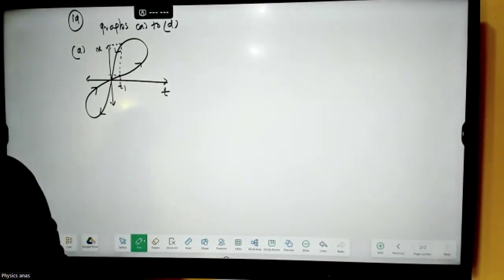After drawing that graph, we have to write a simple note for that. Have you drawn it? Yeah. Then write below that: it is not a graph of one-dimensional motion, or it is not representing one-dimensional motion.